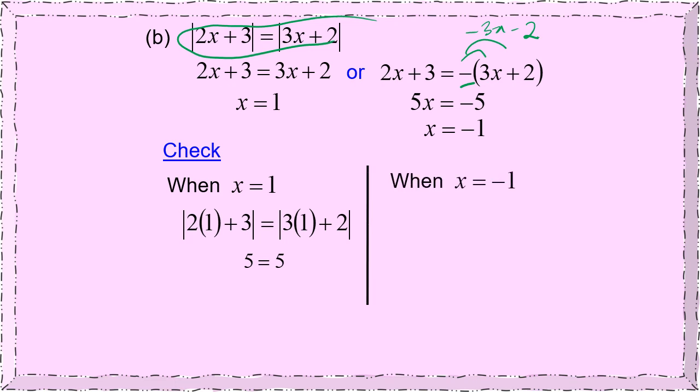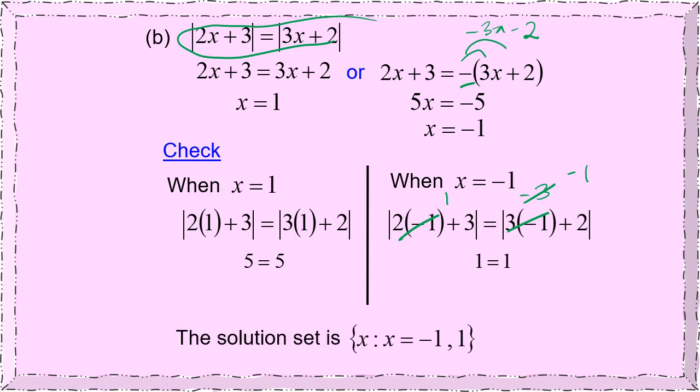And when x equal to negative 1, we have absolute of 2 multiplied by negative 1 plus 3. So we get 1 here, and equal to absolute of 3 multiplied by negative 1 plus 2. So we have negative 3 plus 2 equal to negative 1. So absolute of 1 is equal to 1. Absolute of negative 1 is equal to 1. So both are the same, so we can accept both answers for this question. So our x is equal to negative 1 or 1.